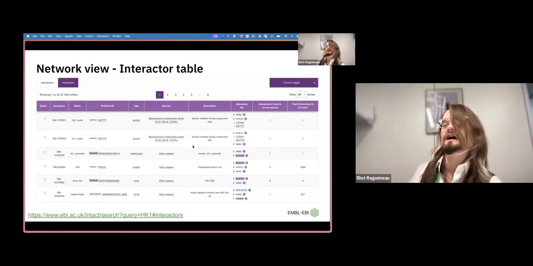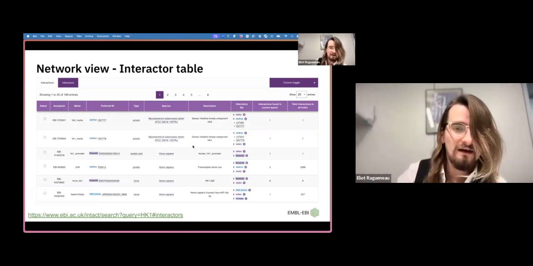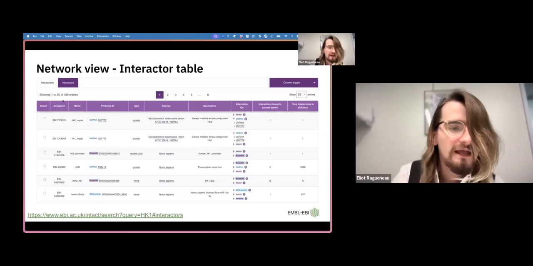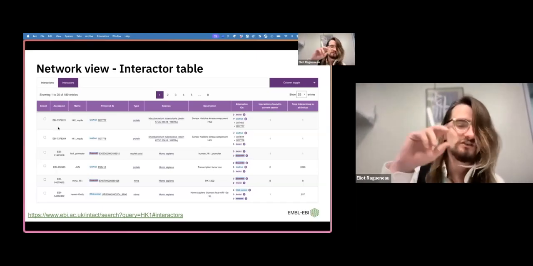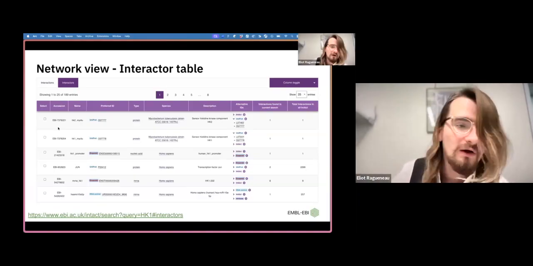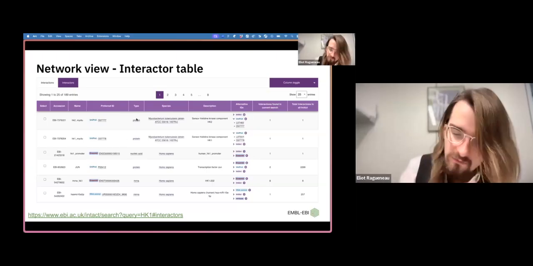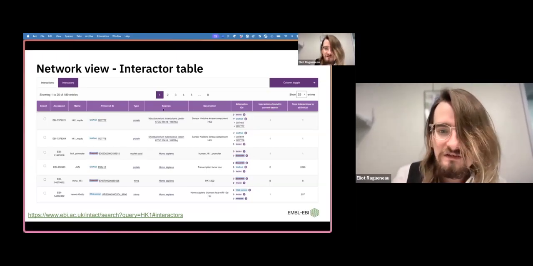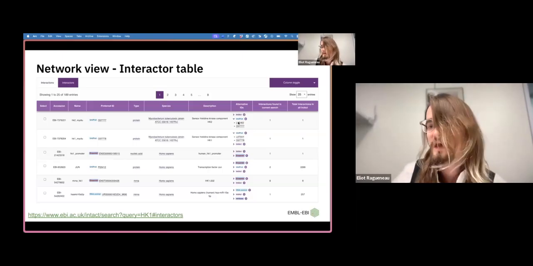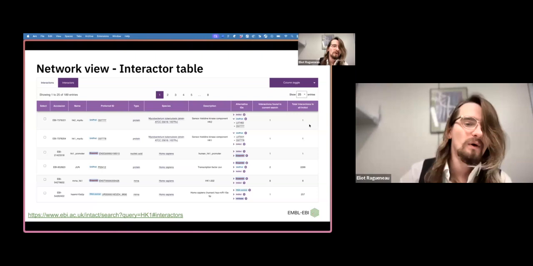Now, when you look at the networks, you have first the network, but just below that, you actually have the different tables. You have a first table, which is the interactors, where each node will have a different row, and we will tell you all that we know about it. So its accession, its name, preferred ID, the protein type, the species of the molecule, a sort of description, different IDs in different databases, and how many interactions we know about it.